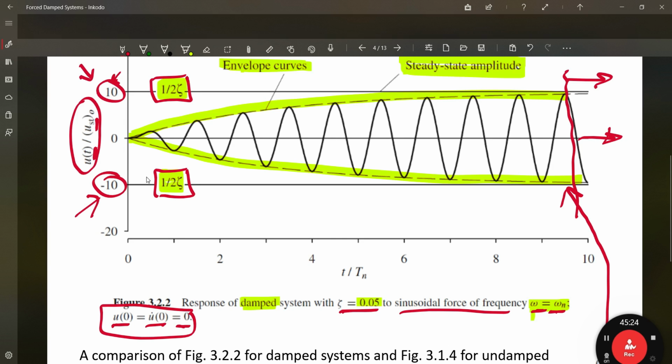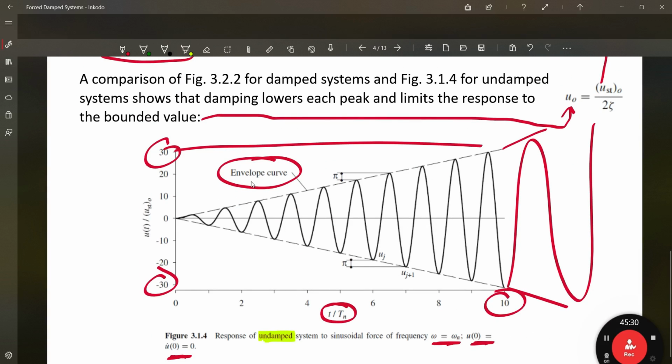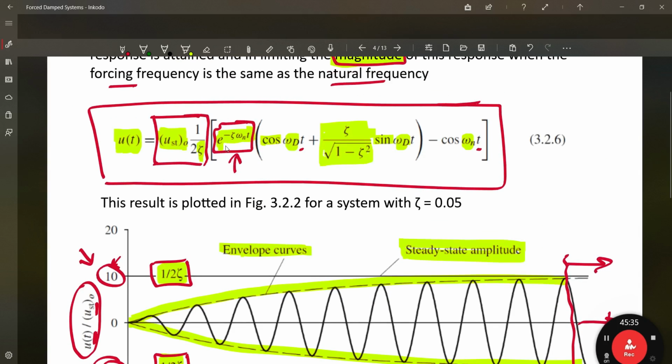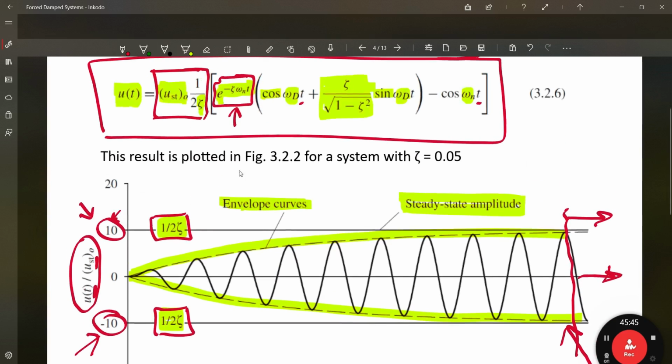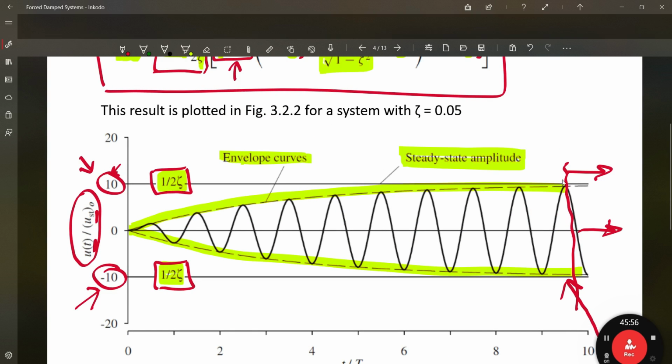So we need to understand this big difference between the two. It will help us a lot in understanding that if we have a damped system, the decay term is going to control, and 1 over 2 times psi is going to be our upper and lower bounds, and we are going to attain the steady state amplitude and response after several cycles. So the system will not amplify, or the response is not going to be augmented after a certain number of cycles.